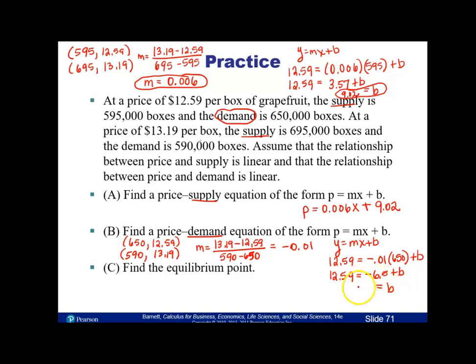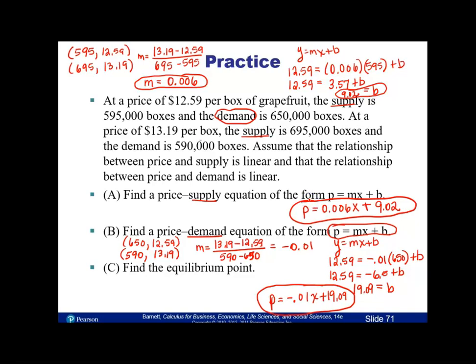When I add 6.5 to both sides, I'm going to get 19.09. So my equation then, going back to the form that I'm asked to give it in, is going to be P is equal to, so the price is equal to the slope times the X for the demand plus the 19.09. So that's going to be my price demand equation. This is my price supply equation.